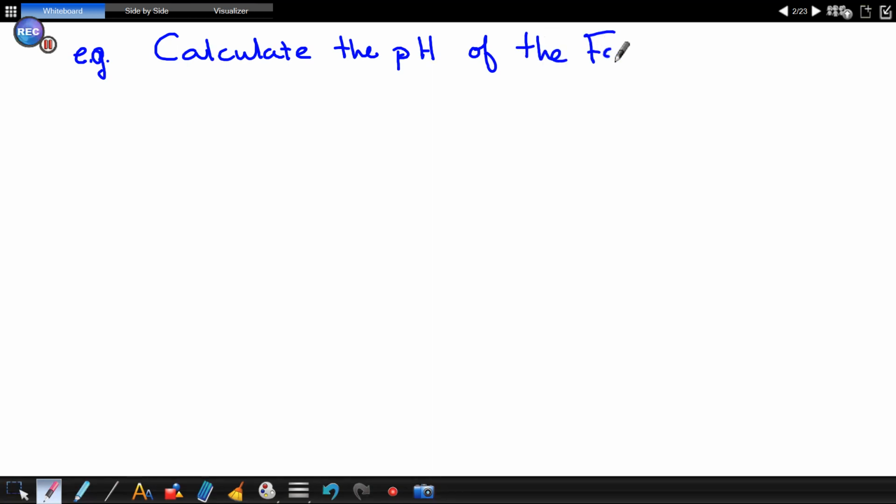Okay. Second example. Reminder to staff to please. Can we do a base?